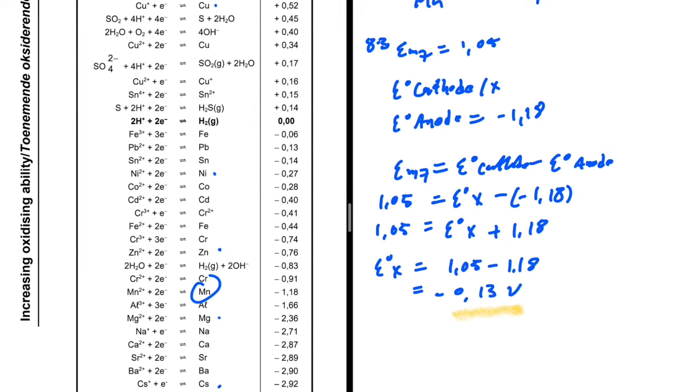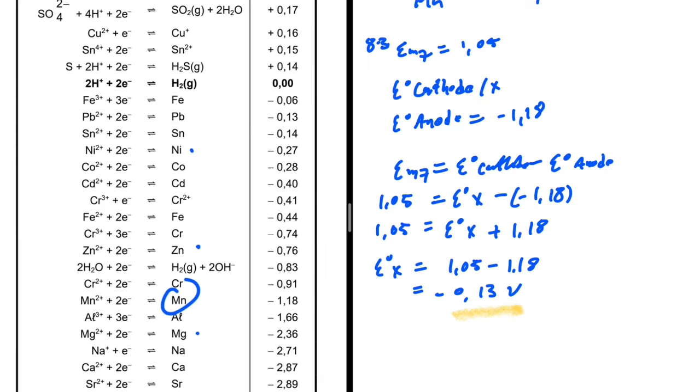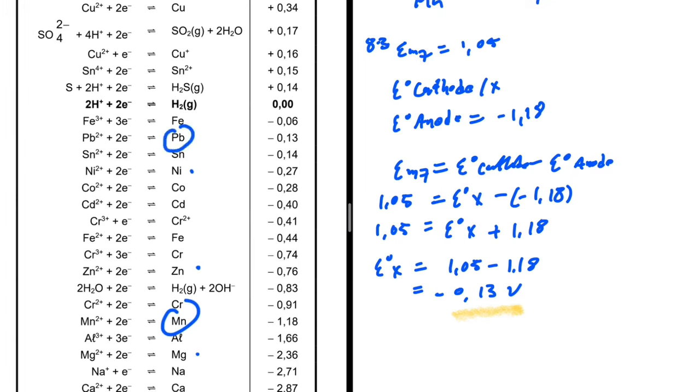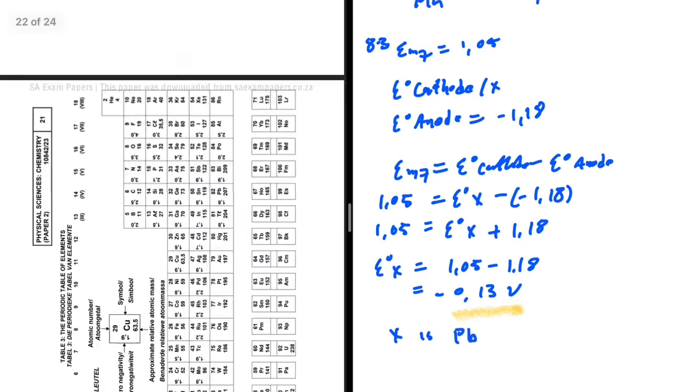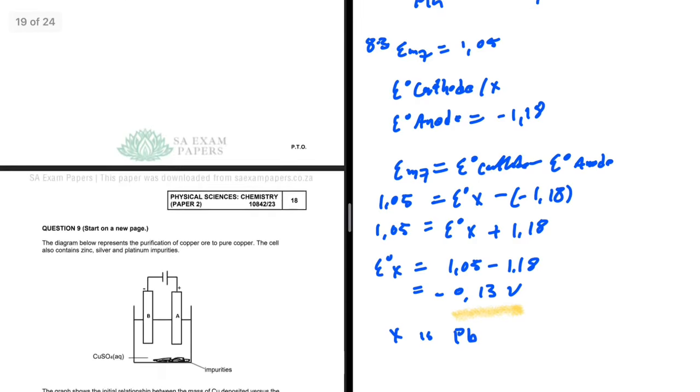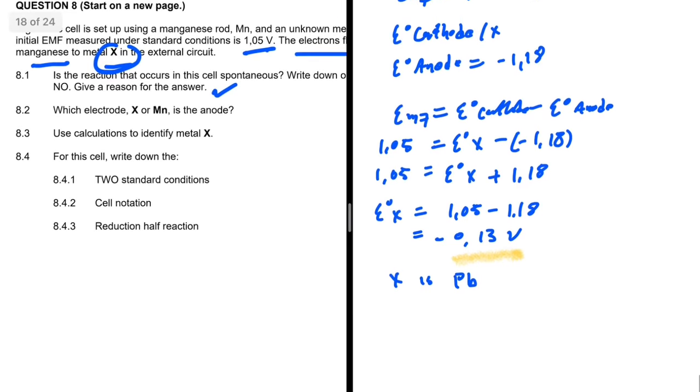Still sticking to the table of standard reduction potentials, it should be easy to see that at the cathode, if the reduction potential is minus 0.13, we must have Pb. We can clearly see there that the reduction potential is minus 0.13. So X is Pb. That is 8.3. Let's take a look at 8.4.